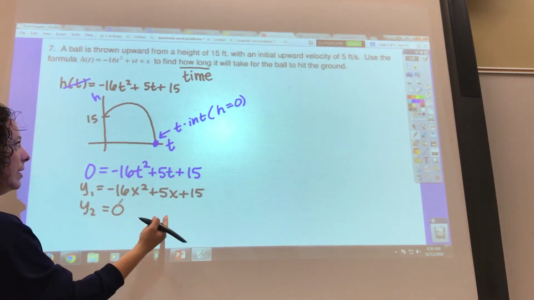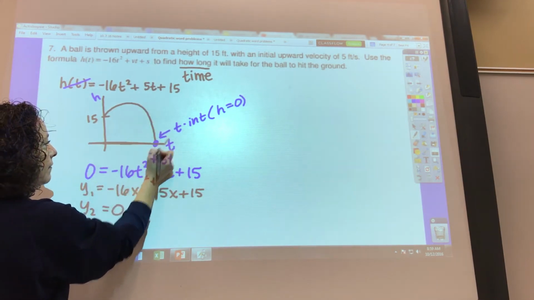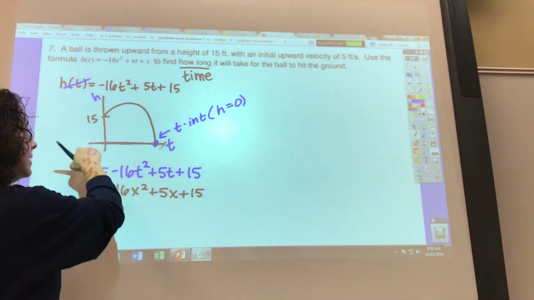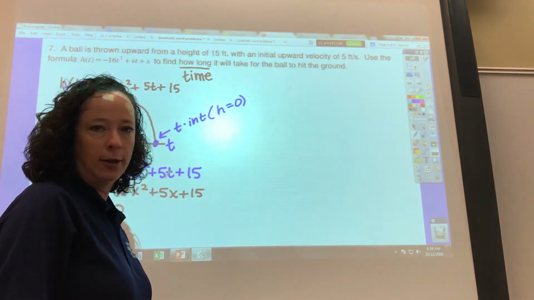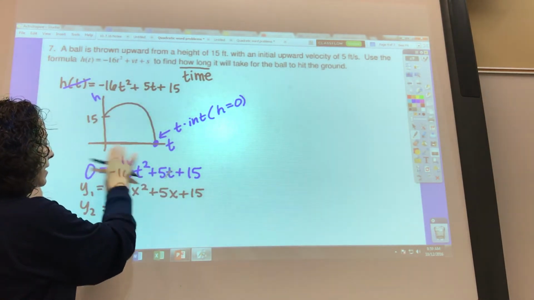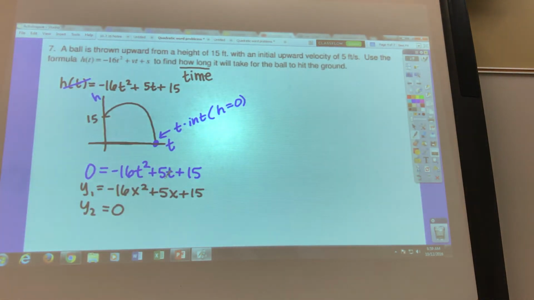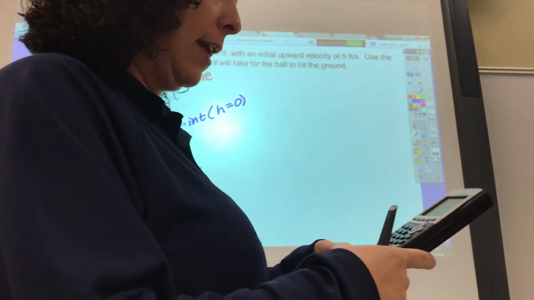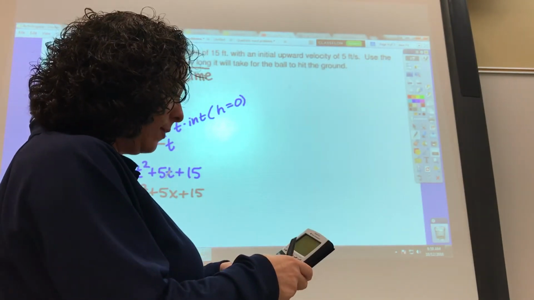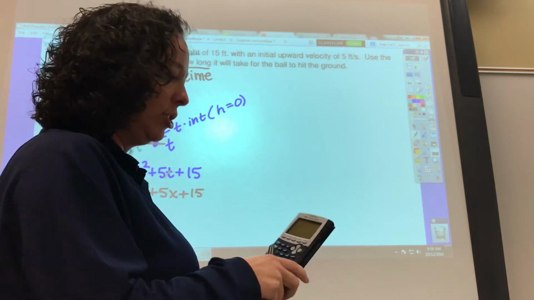And what that's going to do is graph this parabola and this line right here. The only way you're going to see it graphing this line, this t-axis, is if you have one of those fancy calculators that has color. Okay, so you can see that it's actually drawing that line. Now once you do that, let me grab a calculator. So I'm going to y equals, and I'm going to type this in. I go to y1, I clear out whatever's in there, and I type negative 16x squared plus 5x plus 15 into y1, and in y2, I put a 0.